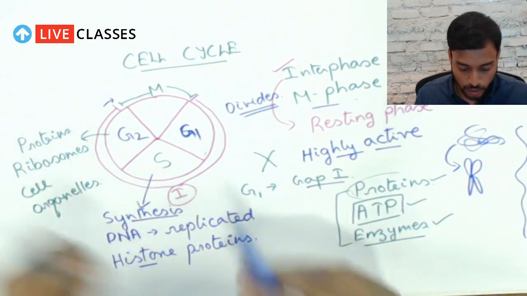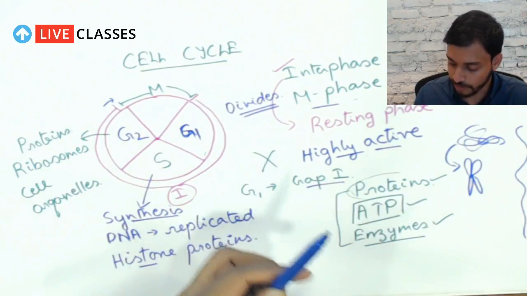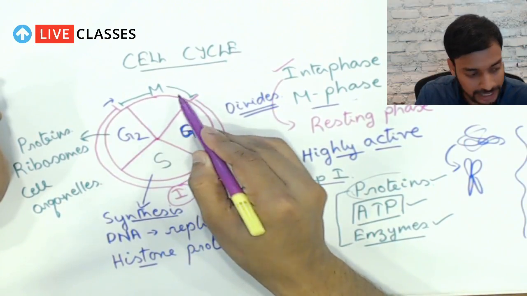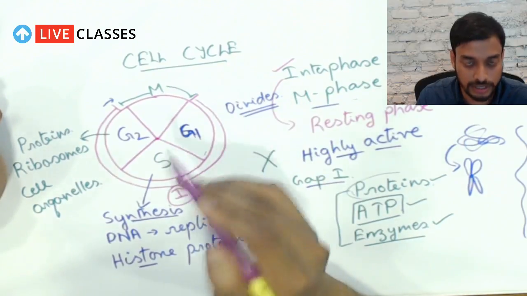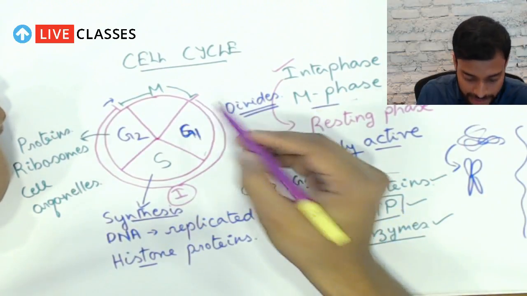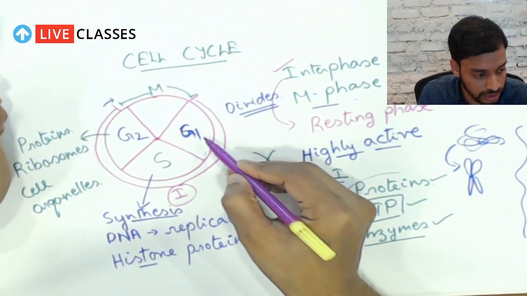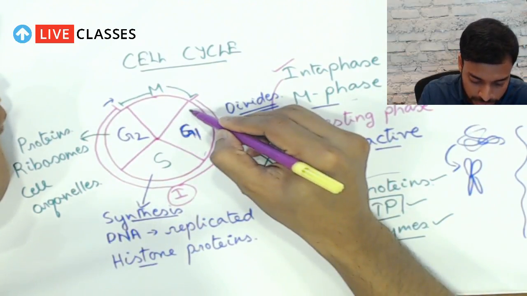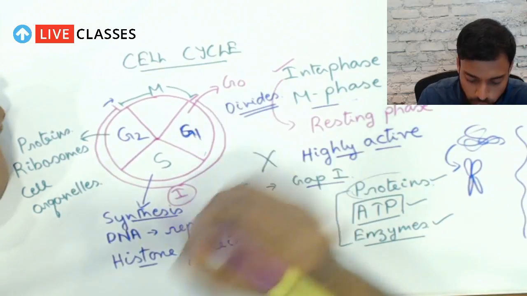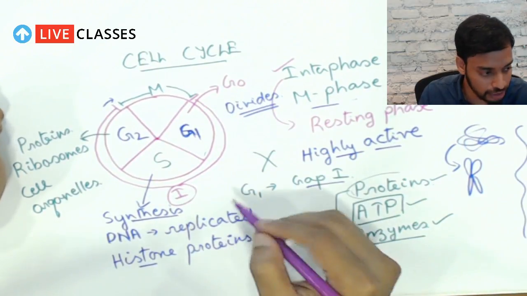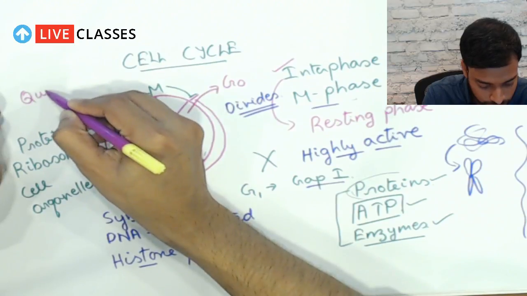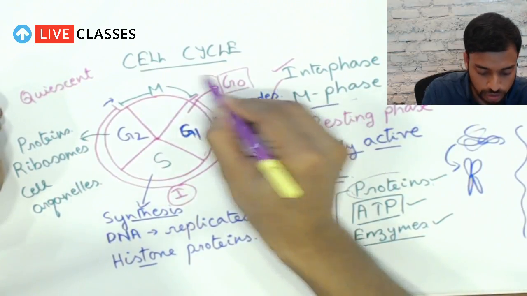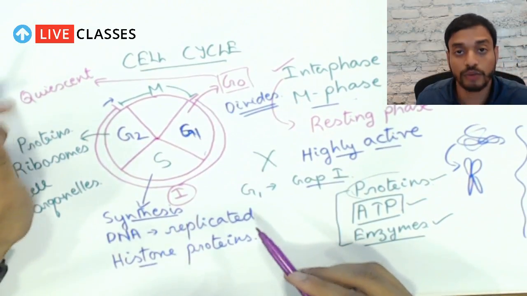Correct? Now I'll tell you about a very interesting fact over here. Once a cell goes to M phase, that means it has divided and formed two cells. Correct? After that, when it needs to divide again, those cells will go to the G1 phase, then S phase, then G2 phase. But at times there is another phase which the cell moves into, G0. It is known as the G0 phase, or it is also called the quiescent stage. Now what is this quiescent stage?